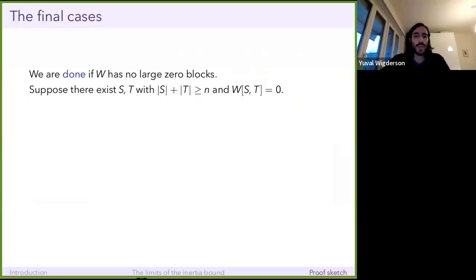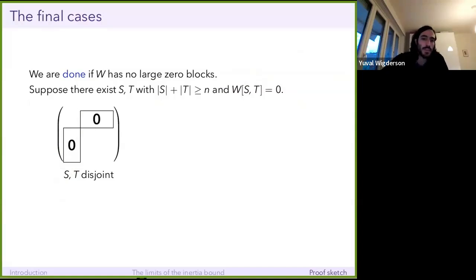Basically, geometrically, there's a few different ways this can look. For example, in case S and T are disjoint, this could mean I have a big block of zeros here where the number of rows plus the number of columns is at least n. And because the matrix is symmetric, we actually get for free another big block of zeros on the other side of the diagonal.